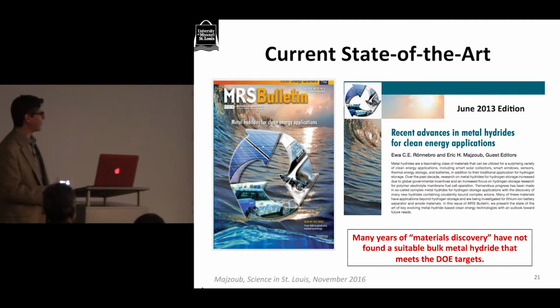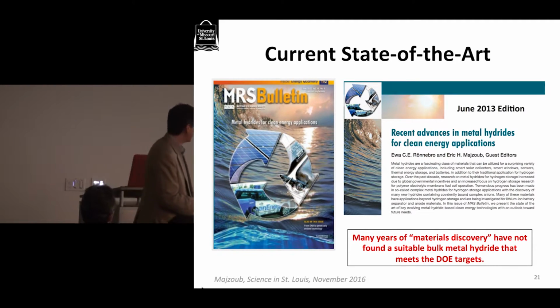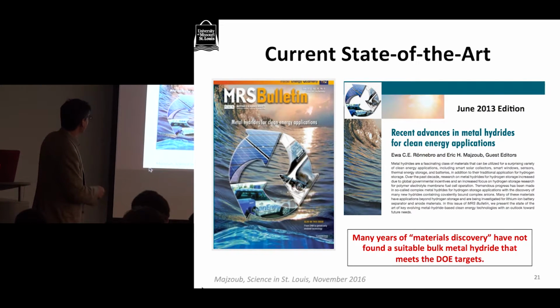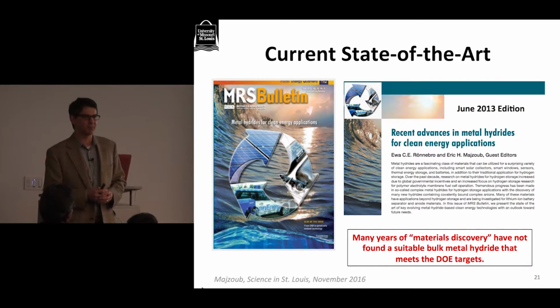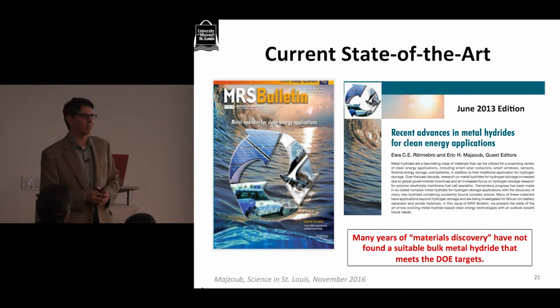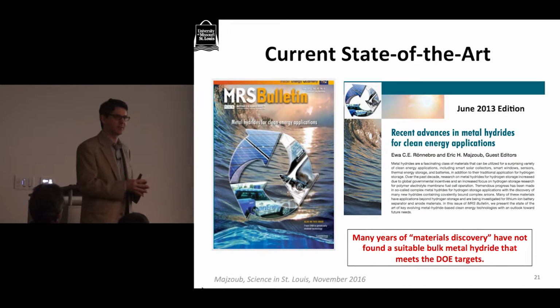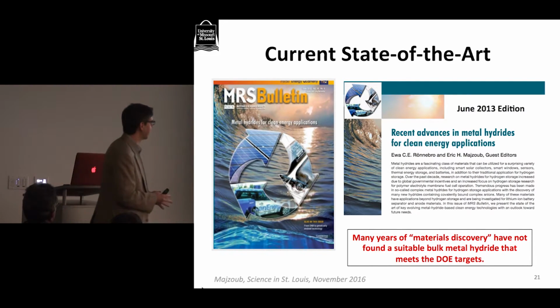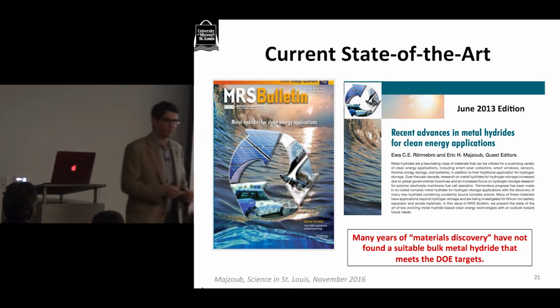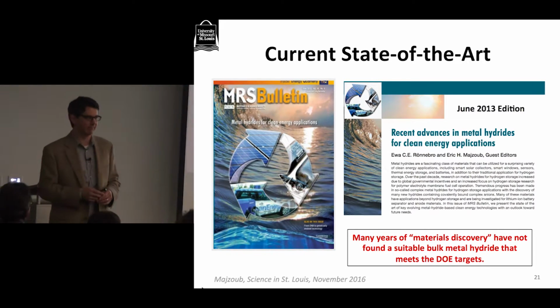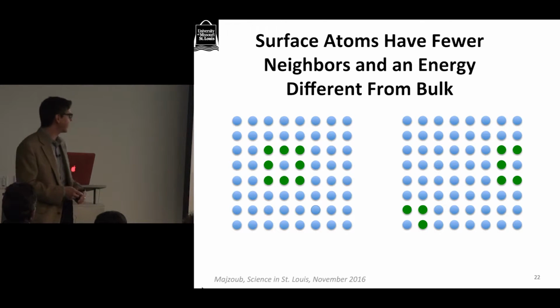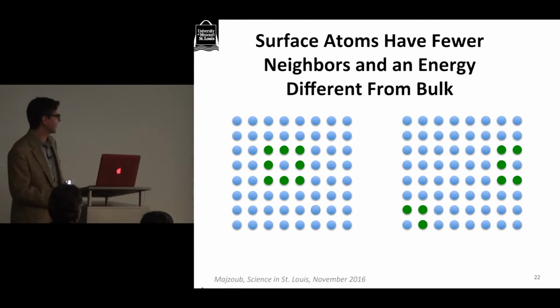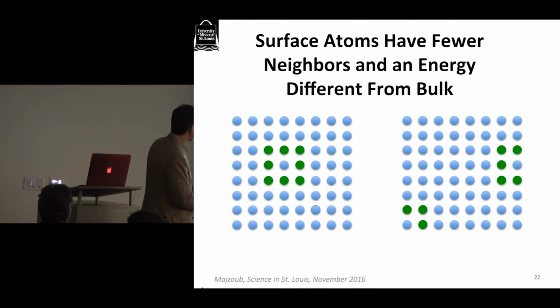Okay, so the current state of the art: a colleague of mine and I wrote an article for the MRS Bulletin a few years ago. And despite the large amount of research that's gone into this area, we haven't found a magic material that has all the properties that meet the DOE targets and is easily reversible and whatnot. So the research community as a whole has been moving toward a couple of different approaches to try to solve the issue. And that brings me to the focus of having nanoscale materials in material science, in particular this area.